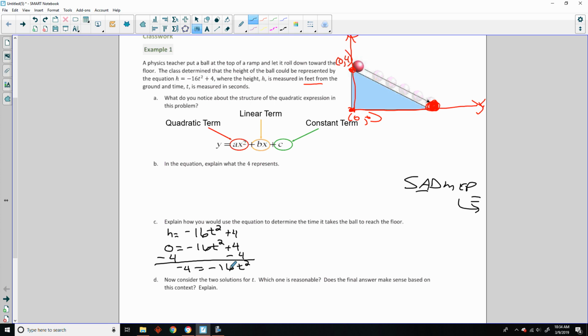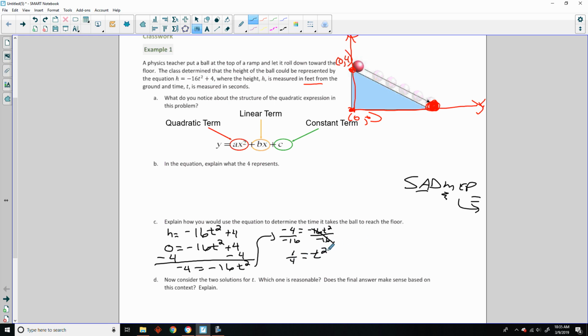So this is a constant or a coefficient times a variable, so that is multiplication. The inverse of multiplication is division. So let me rewrite this. I ran out of room. So we have negative 4 equals negative 16t squared. So I'm going to divide by negative 16. A negative divided by a negative is positive, and this reduces to 1/4. These cancel, and we're left with t squared.